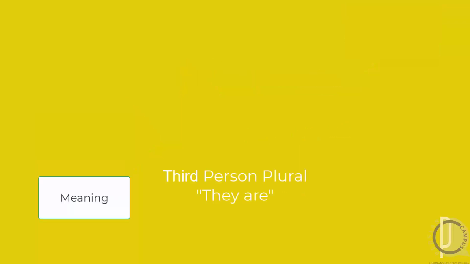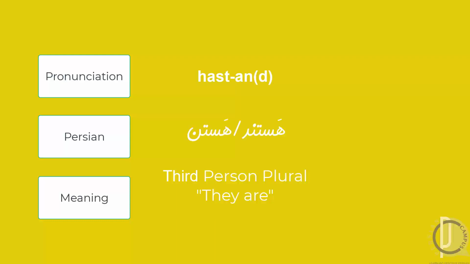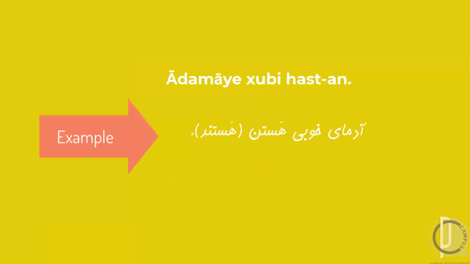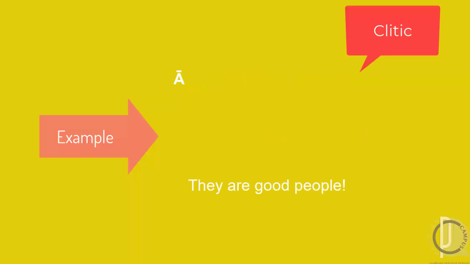Third person plural is هستند or هستن. آدمای خوبی هستن. They are good people. Its clitic is and that we usually drop the. آدمای خوبیان.